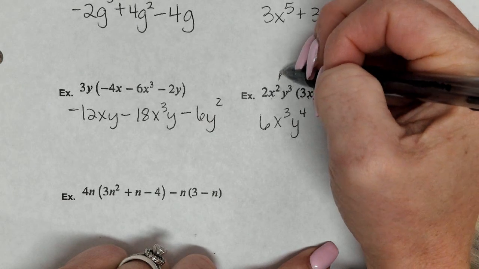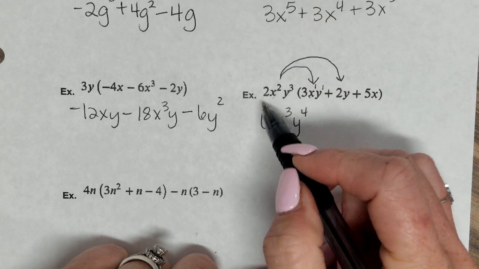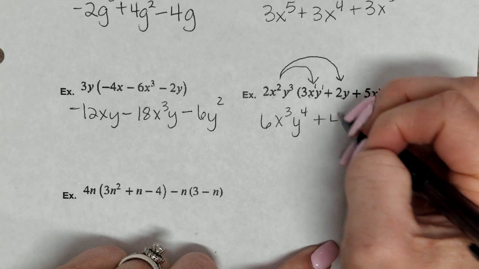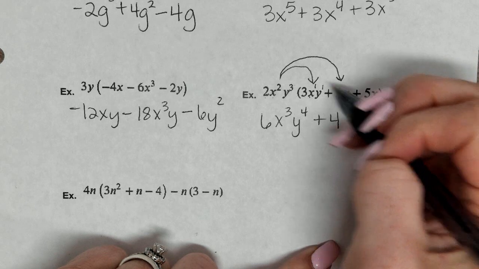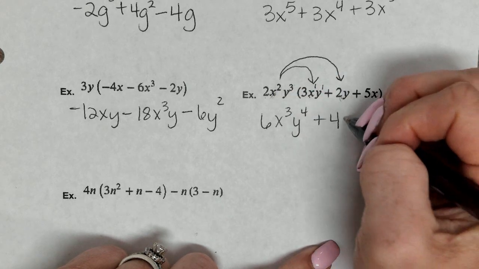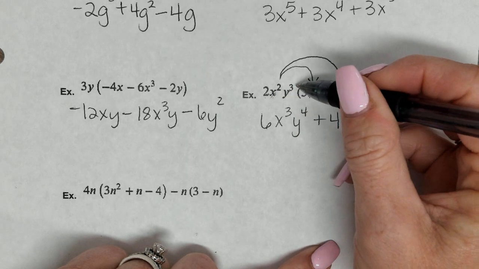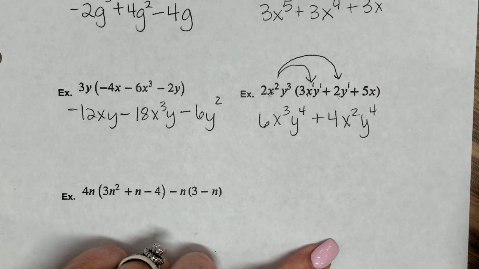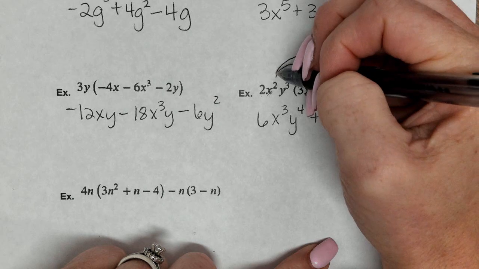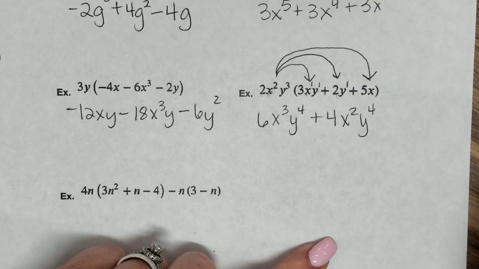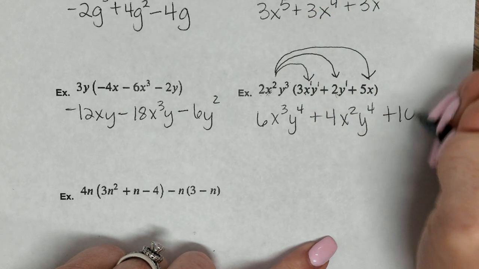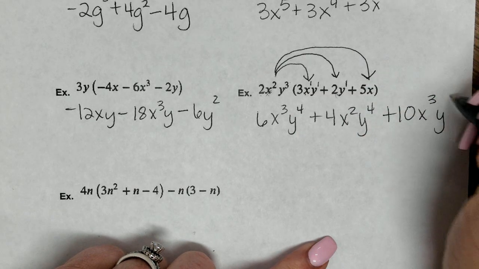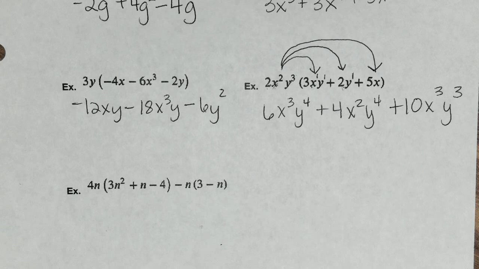Now I do this monomial times the second term. What is 2 times 2? Positive 4. Is there an x to be multiplied with this x? So I just write x squared. But y cubed times y is y to the 4th. And now I do the monomial times the last term. 2 times 5 is positive 10. X squared times x is x cubed. And the y cubed just gets rewritten.